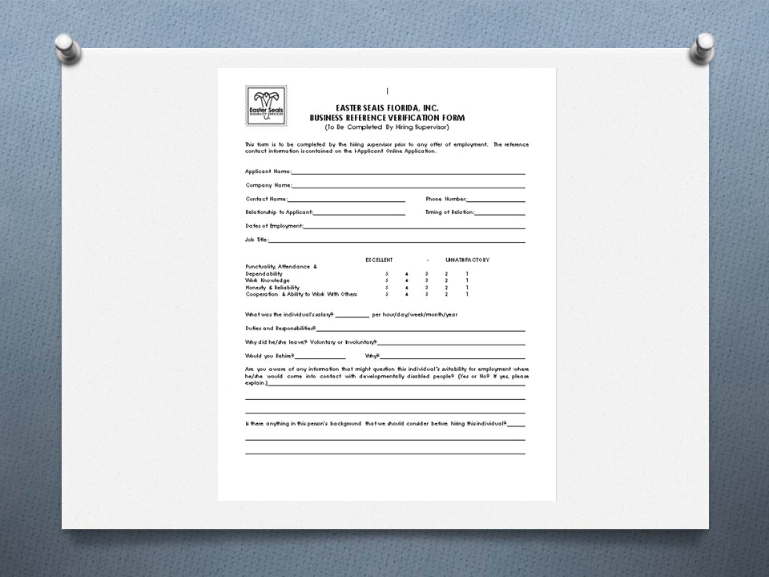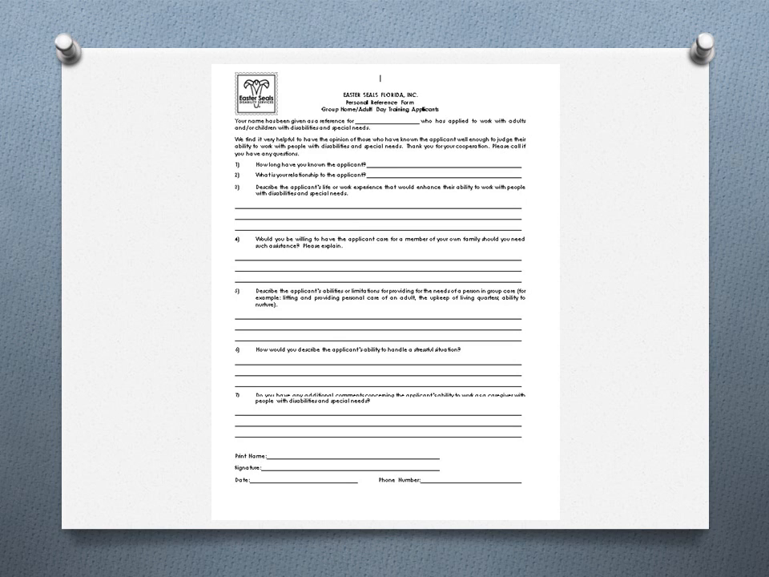And here's a copy of our business reference verification form. The information at the top here, what you would do is take a look at the applicant's application and fill this information in. And then when you contact that employer, you'll complete this information below. And here is a copy of the personal reference form for the group home adult day training applicants.